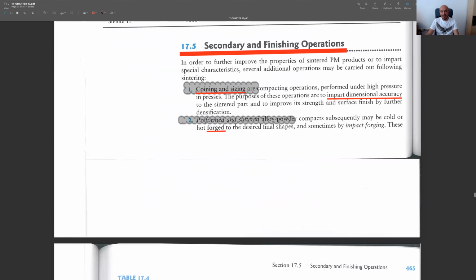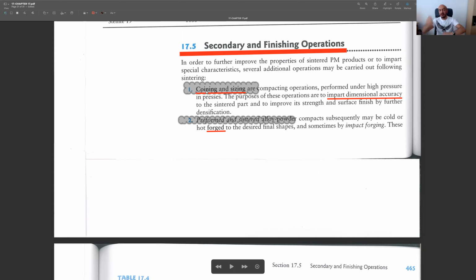So now we may be fine with the result of the sintering operation, but as I said, there might be some problems like surface irregularities, and the roughness may be quite high. So you may apply some extra operations. These are called secondary or finishing operations. What are they? You may do coining or sizing.